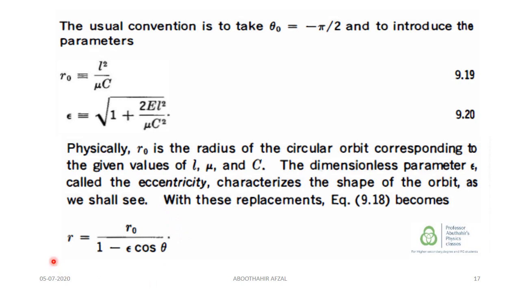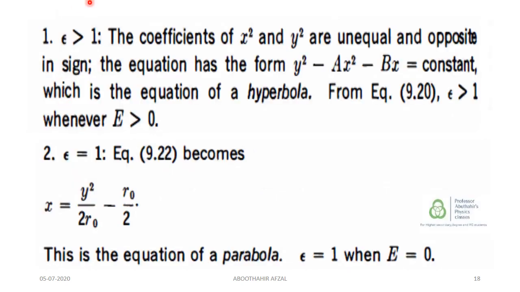And with this replacement, the equation which is shown in the last slide can be written in terms of eccentricity. The radius of the orbit in general terms is given by r0 by 1 minus epsilon cos theta, where epsilon is given by the eccentricity from this expression. Next slide. There are three cases possible, on the basis of the values of the eccentricity. The value of eccentricity decides the shape of the orbit of the satellite.